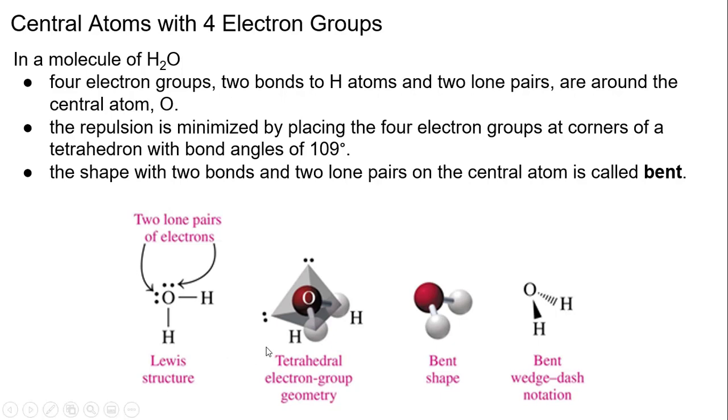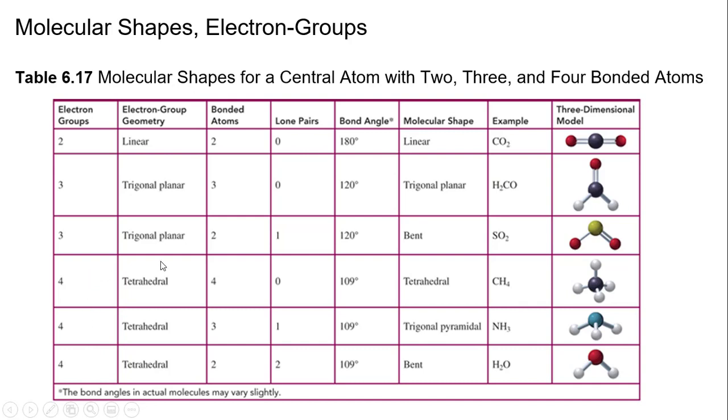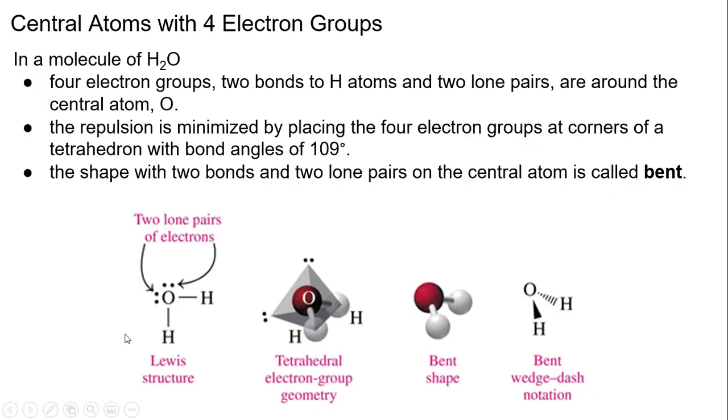So now let's take a look. We have 4 electron groups, and we have 2 bonded, and we also have 2 lone pairs. That tells us that this is a 109-degree angle between the bonds, and it is a bent formation. Water is an example, which is exactly what we're looking at, and it looks like this. And that's exactly what we have here.